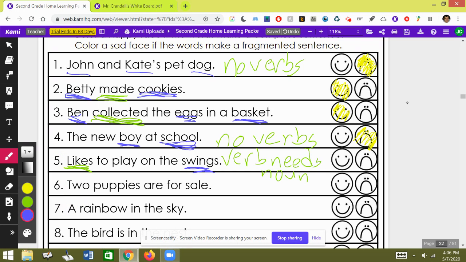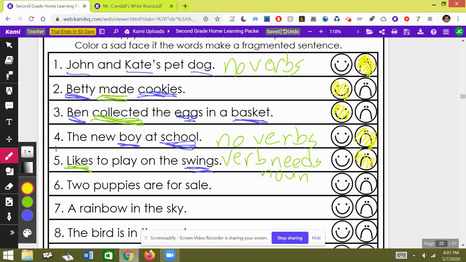Maybe the girl likes to play. If I could spell girl, sorry about that. Maybe the girl likes to play. Or the robot likes to play. Anyway, so the verb needs a noun. It doesn't have one. Remember, the swings are not the things that are liking. It's not saying the swings like to play on the swings. It's saying something likes to play on the swings, but it's not telling us what. We need to know what that noun is. So that is a yellow.